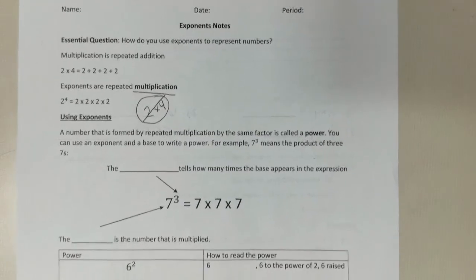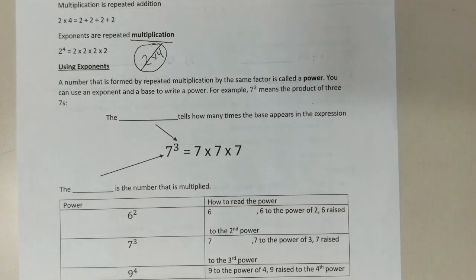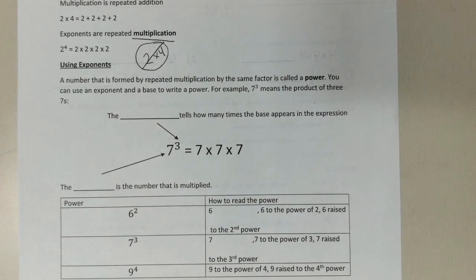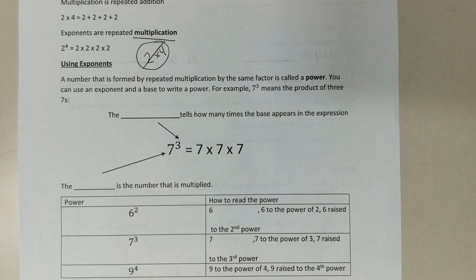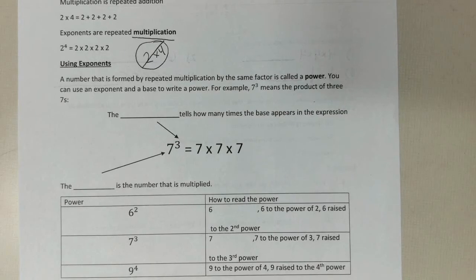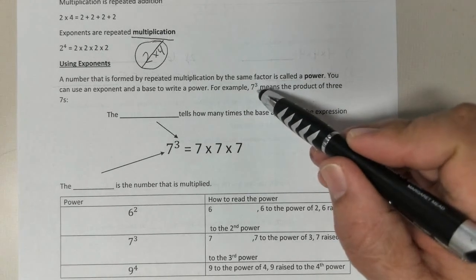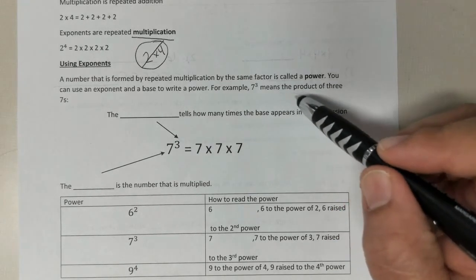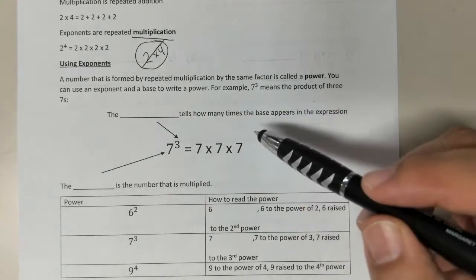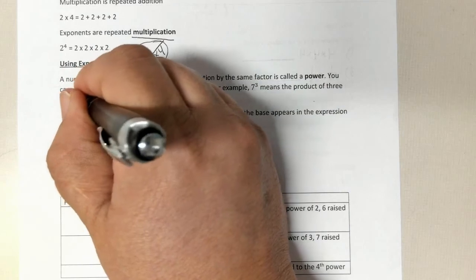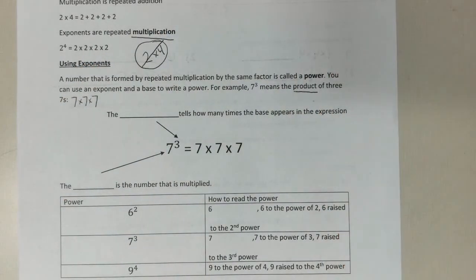So when we're using exponents, a number that is formed by repeated multiplication by the same factor is called a power. You can use an exponent and a base to write a power. For example, 7 raised to the 3rd power, or 7 cubed, means the product of 3 sevens. That's 7 times 7 times 7. And we know product is the answer to a multiplication problem.